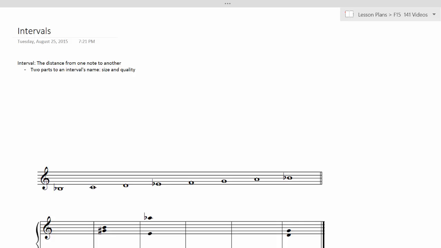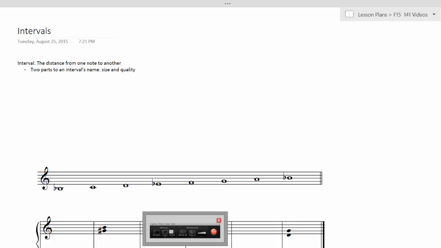So we've learned about whole steps and half steps when we were talking about how to construct major and minor scales, and I introduced the term interval when I was talking about whole steps and half steps. But I didn't really formally define it. So this video is about formally defining what an interval is and talking about how to figure out what the name of an interval is. Okay. An interval is the distance from one note to another.